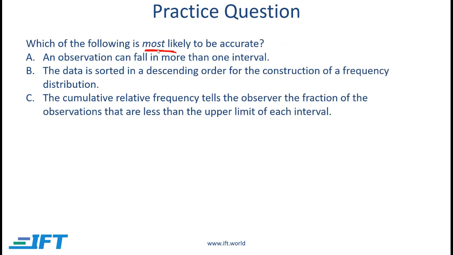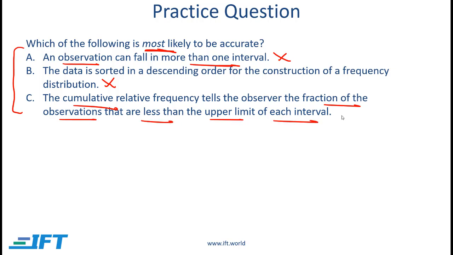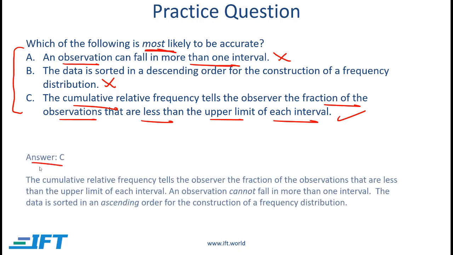Which of the following is most likely to be accurate? An observation can fall in more than one interval. So this question is more about the process. And we know that with a frequency table, a given observation can only fall in one interval. Therefore, the first option is not right. The data is sorted in descending order for the construction of a frequency distribution. This is not true because data is actually sorted in ascending order. The cumulative frequency tells the observer the fraction of the observations that are less than the upper limit of each interval. This is a true statement. Therefore, C is the best answer.